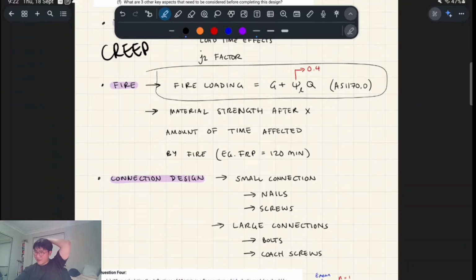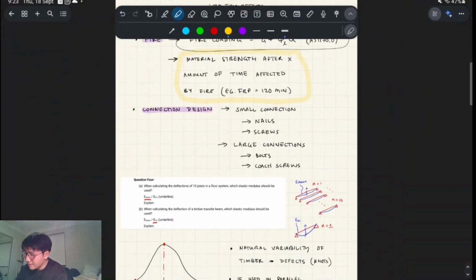Oh, I've done a good job describing it here. It's the material strength after X amount of time affected by fire. So for example, 120 minutes, we have a fire rating and have to make sure that it doesn't fail for that long, right? Okay.